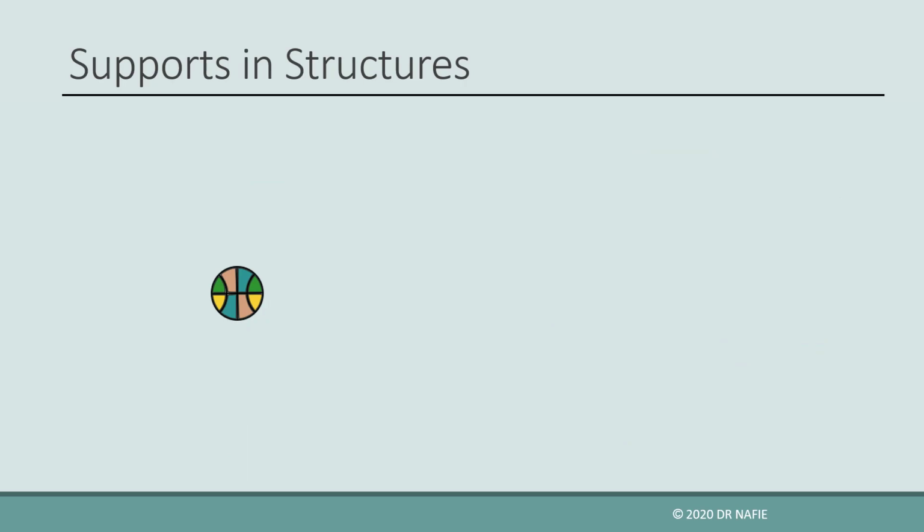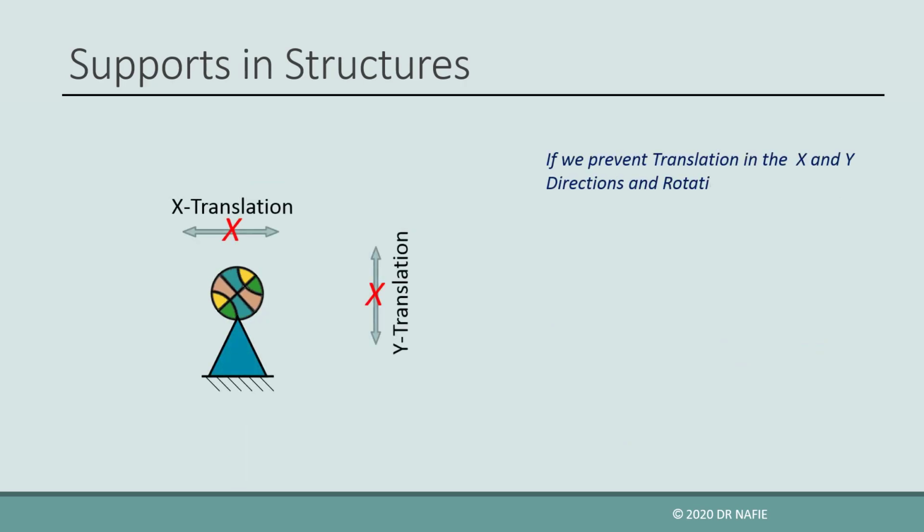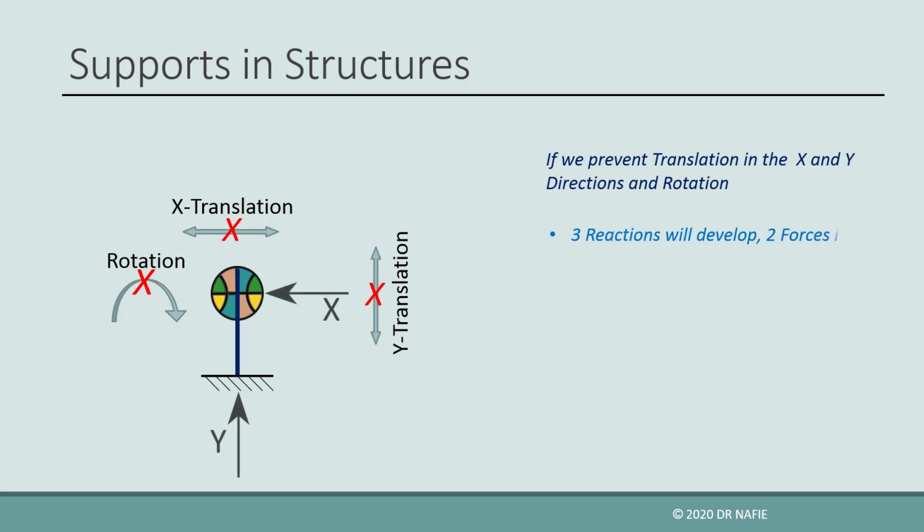If we prevent the x and y translations, as well as the rotation of the point, then two reaction forces will develop in the x and y directions to prevent the translations, and a reaction moment will develop to prevent the rotation. This will cause a fixed support to be created.